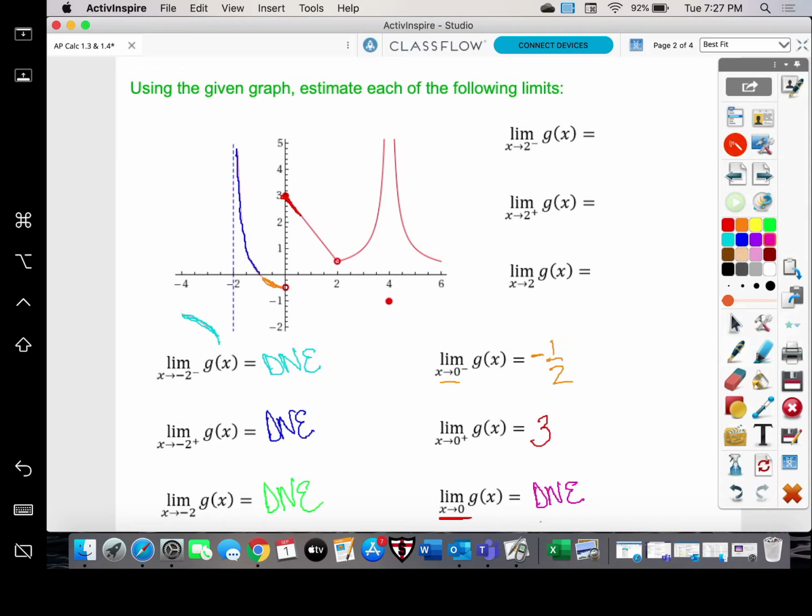The last 3 here, we are approaching 2. Top one, approaching 2 from the left. That looks like it might be a +1/2. When we approach from the right, that looks like it's also +1/2. And then the two-sided limit, because 1/2 and 1/2 are the same, then we can say that that limit is actually 1/2 because those were the same. Okay? Does that make some sense? If not, ask me in class tomorrow.